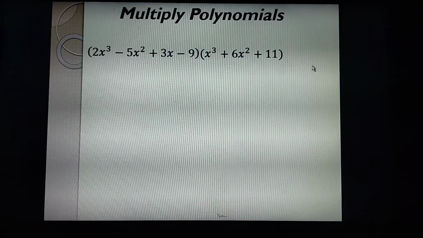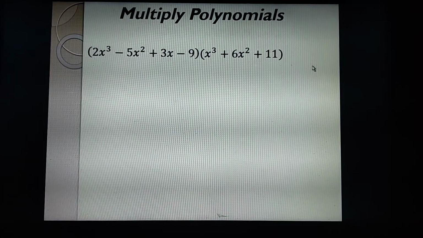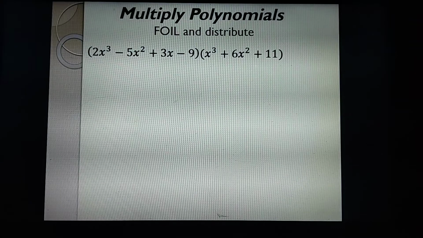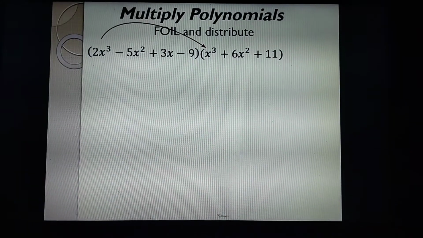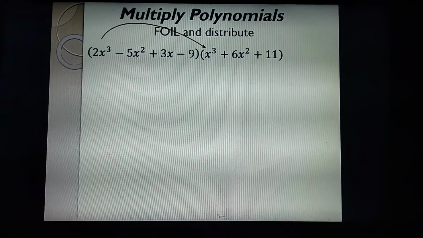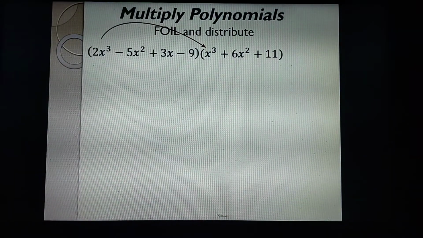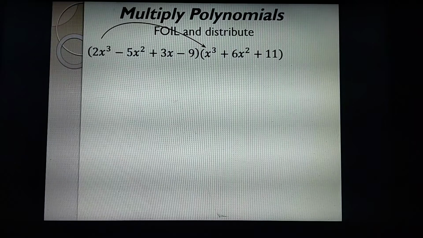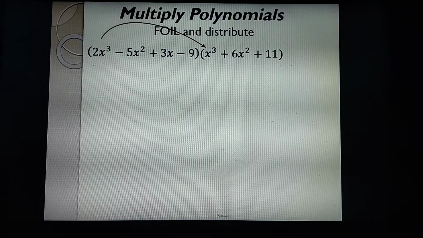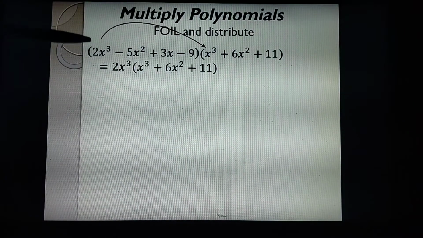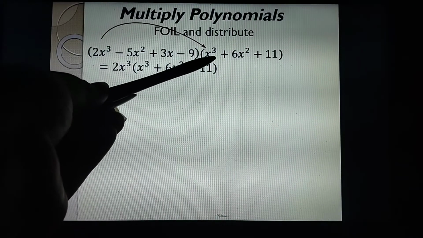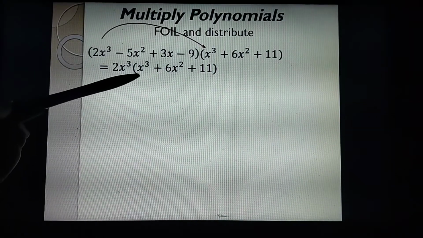Okay, but with multiplying, remember what we're doing is we're foiling and distributing. Now, this is where it gets more involved because every term in this first set of parentheses has to multiply every term in the second set of parentheses. So what I'm going to do first is rewrite it so that I can concentrate on the different parts. Here I'm writing down that I'm taking 2x cubed and multiplying it by everything in this set of parentheses. That's all I've done here, is rewritten how it looks.